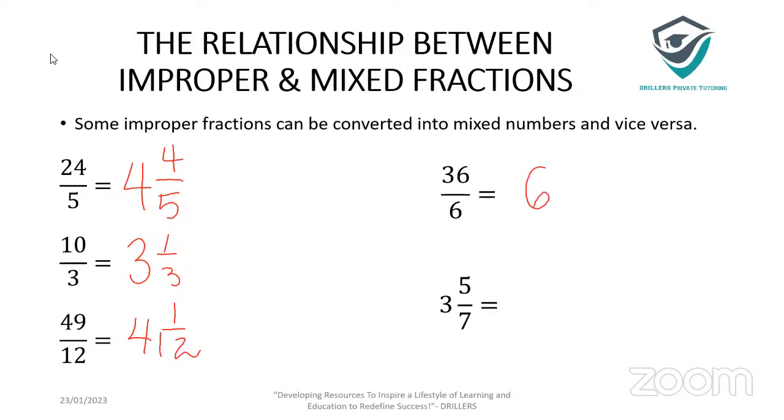So if we have a mixed number and we want to convert it into an improper fraction, what we do is take our whole number and multiply it by our denominator. So 3 multiplied by 7 will give us 21. And then we add our numerator. So 21 plus 5, and we put all of that over our denominator, which is 7. So our final answer, 21 plus 5, gives us 26 over 7. And that's our improper fraction.